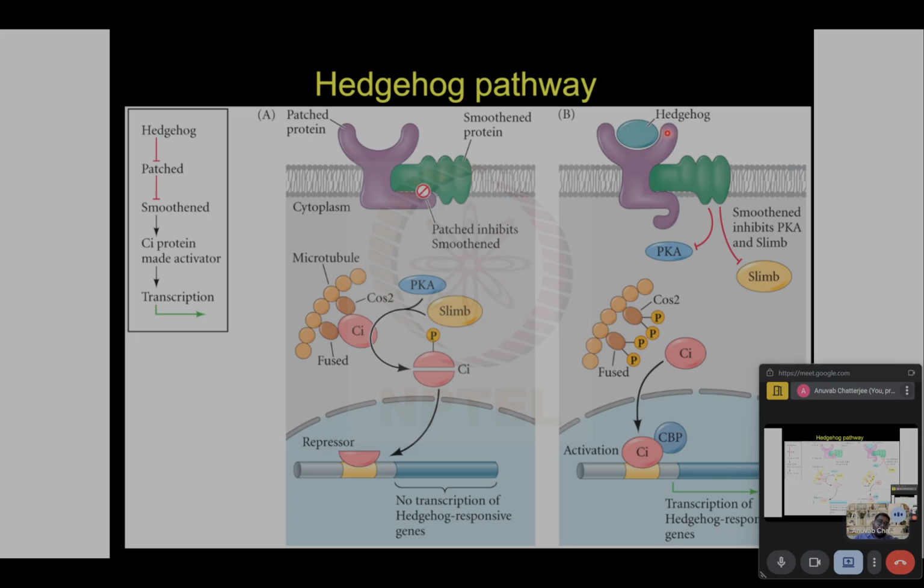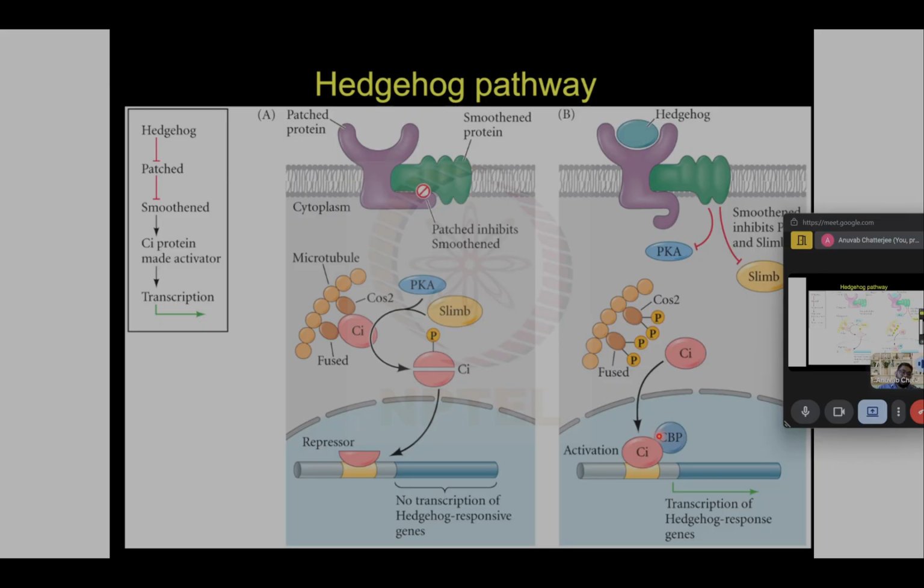But the moment hedgehog is there, patched no longer clamps down on smoothened and causes it to be inactive. Once smoothened is active, it inhibits both PKA and SLIM, which together cleave CI. If both of them are inactivated because of smoothened, CI, the whole protein, can now go into the nucleus and cause transcriptional activation. So essentially, no hedgehog, CI gets cleaved, repression. Hedgehog, CI does not get cleaved, the entire thing enters the nucleus, activation of genes.